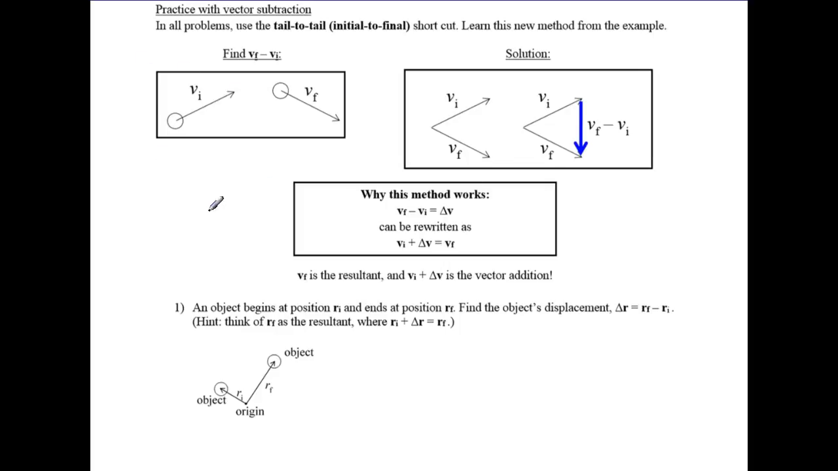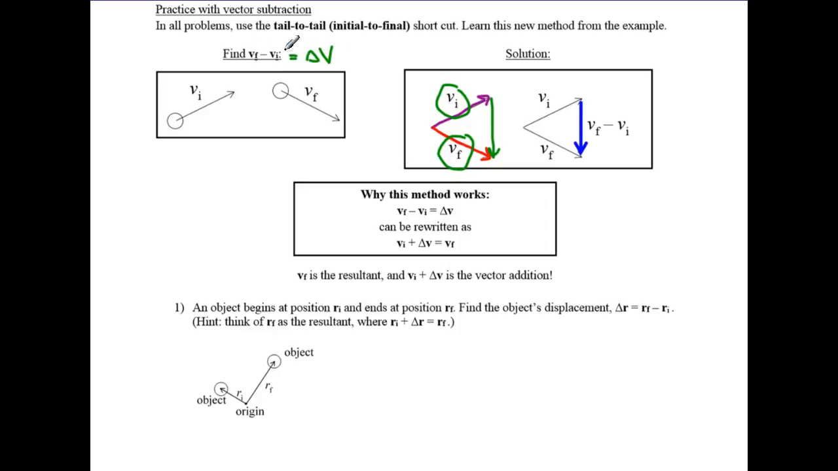Okay, there are two ways to do vector subtraction. We've done vector addition. Here's the shortcut way. You want to do VF minus VI, so you connect the two tail to tail. It's a little different. Here's VI, here's VF. And then, if you're doing VF minus VI, then you draw your arrow the opposite way. And green shows VF minus VI.